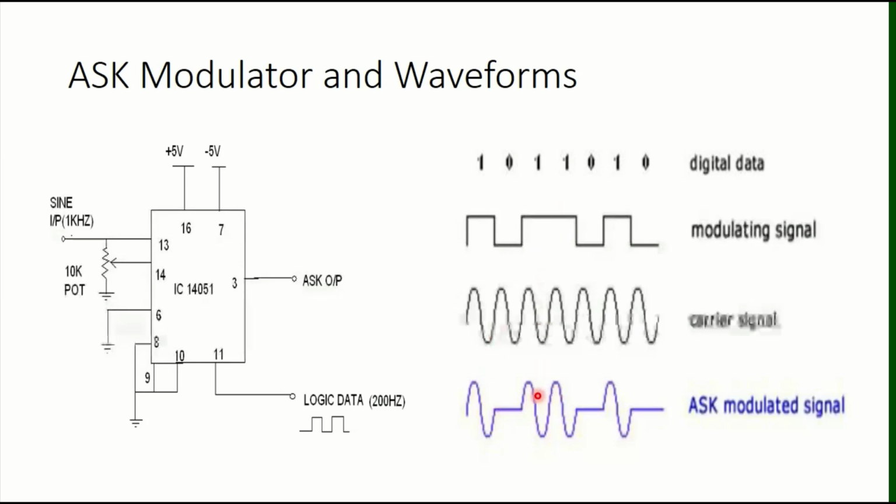So the waveforms are showing it. Here in this output waveform, we are showing logic 0 as a 0 magnitude, but we can vary it because we are using the potentiometer.